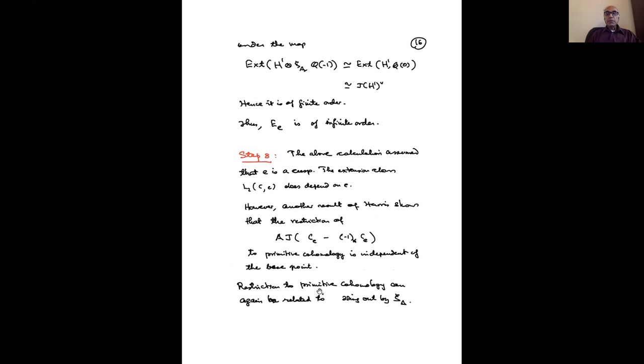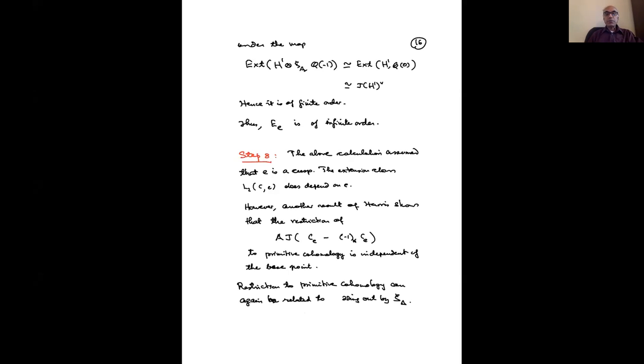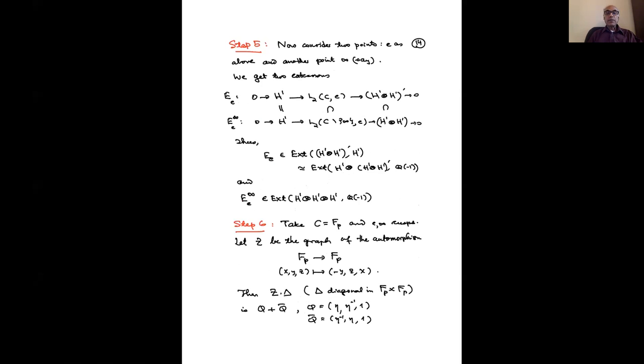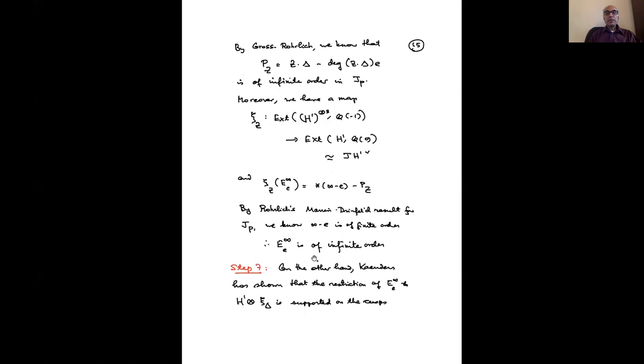So restricting to primitive, on the other hand, you can do a calculation to say what happens when you restrict to primitive cohomology. You actually adjust it by this psi delta, which we've already seen has image which is of finite order. So that's basically the steps of the proof. And so you get that E infinity is of infinite order, which means this extension class is of infinite order. And if you go back to this thing here, this is of infinite order by Harris and Pulte, and therefore this is of infinite order as well. So that's how the theorem is proved in a nutshell.